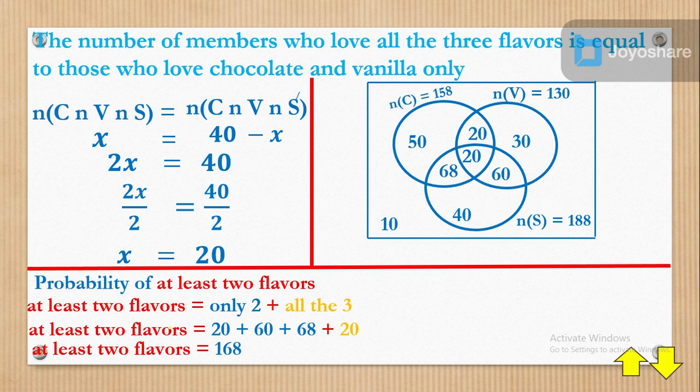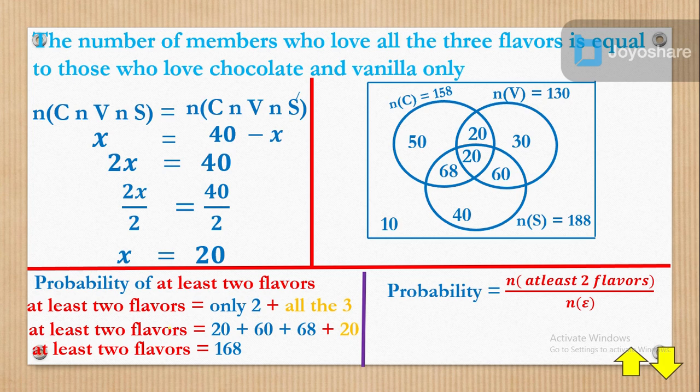Now let's find that probability. Probability is equal to the number of what they have asked for over the number in the universal. So, the number in at least 2, because the question is talking about at least 2. Let's proceed.